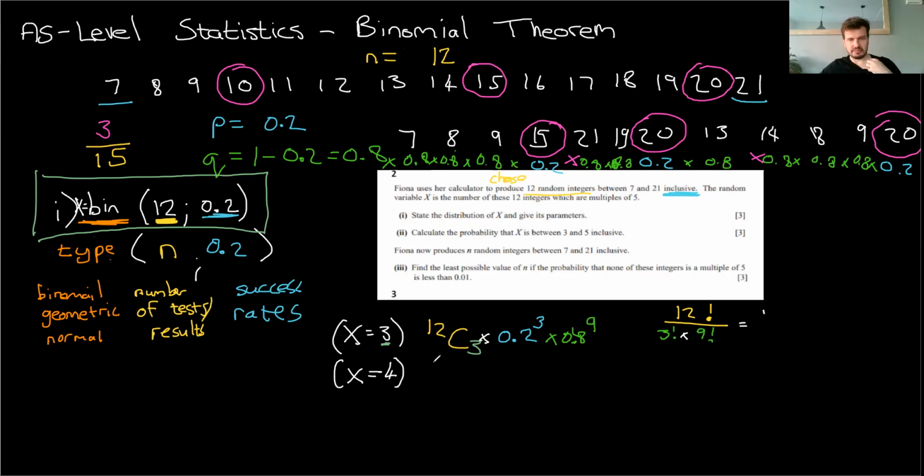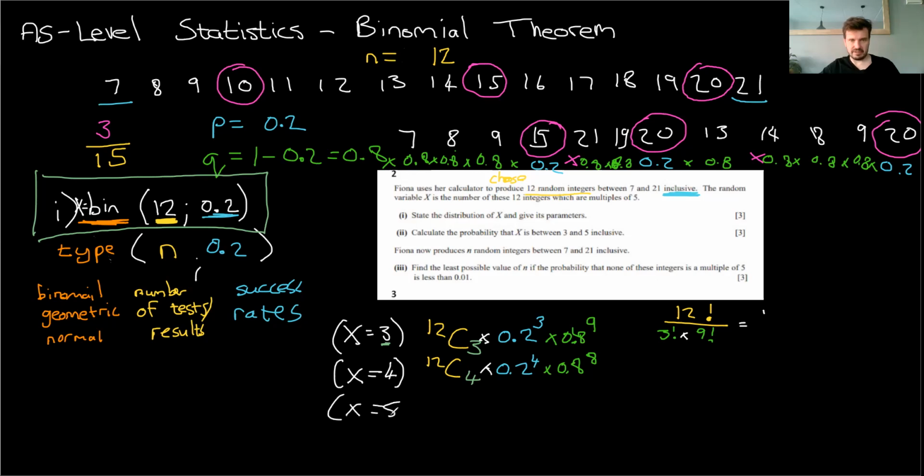Now the 4. Now that I've explained the 3, I'm not going to do the whole explanation for the 4. We're just going to say it'll be 12 combination, and instead of a 3, we've got 4 successes. And so then our successes is times 0.2 to the 4 and times 0.8 to the 8, because there would then be 8 unsuccessful.